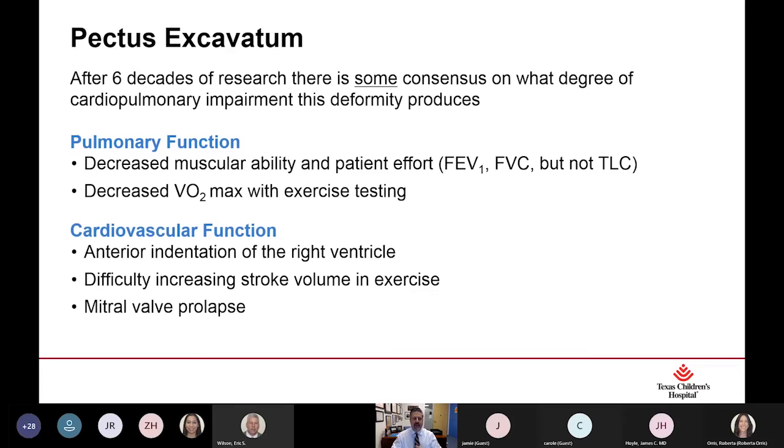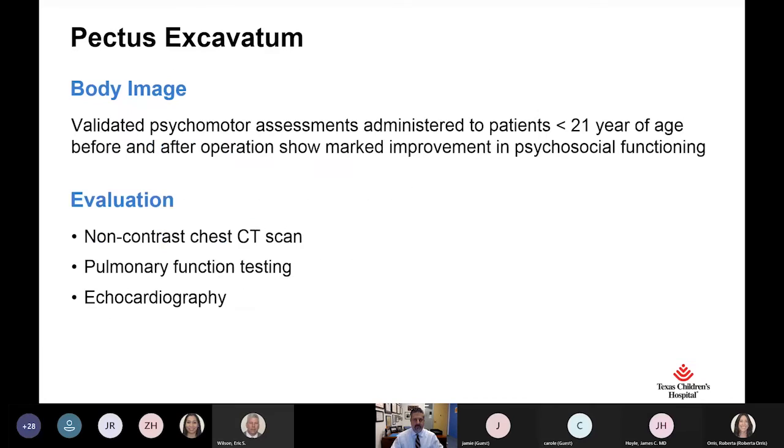From a cardiovascular function standpoint, you'll see indentation of the right ventricle, which is very universal. You'll also see a stroke volume problem when they're exercising. They will compensate to contribute to their cardiac output by increasing their heart rate, but their stroke volume suffers greatly, and many patients cannot increase their stroke volume at all during exercise. You also see mitral valve prolapse, which is mostly just for interest and doesn't really cause a physiologic problem in these patients.